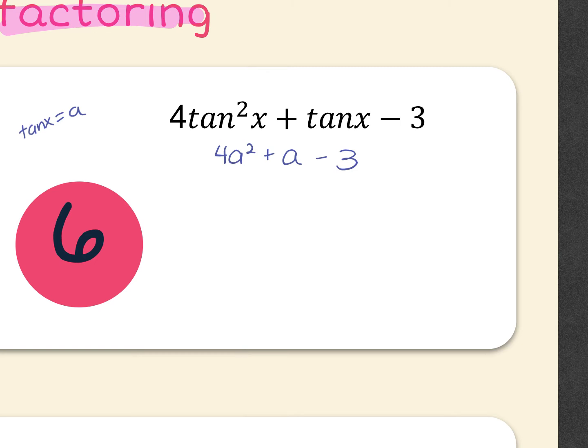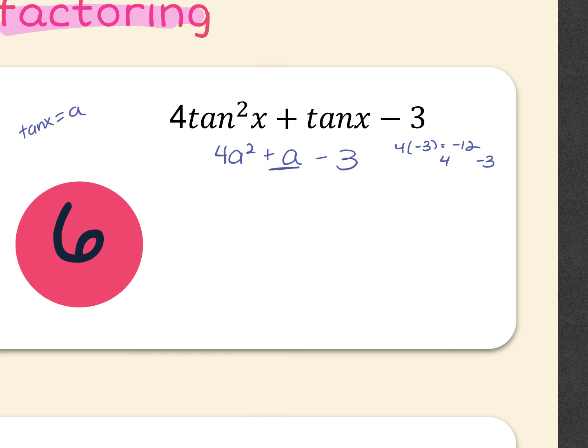Now it's been a little while since we've factored with 3 terms, especially with an a not being 1. So remember, you have 2 options. You can either do trial and error with the factors of 4 and then the factors of negative 3, or we can do first and last. So I'd multiply 4 times negative 3, which is negative 12. Find the factors of negative 12 that sum to positive 1. Positive 4, negative 3.